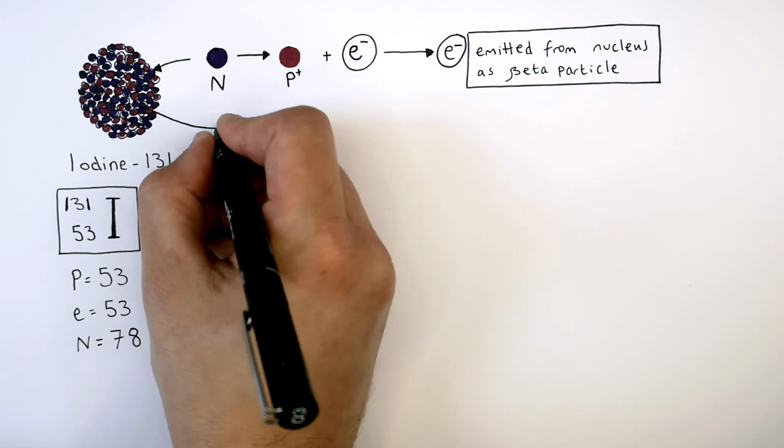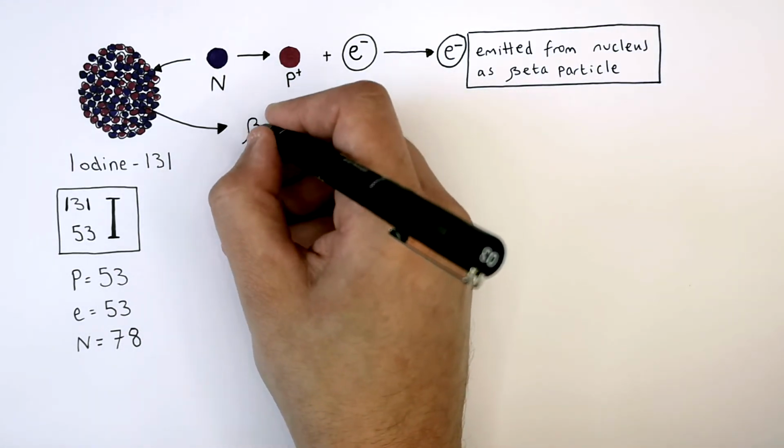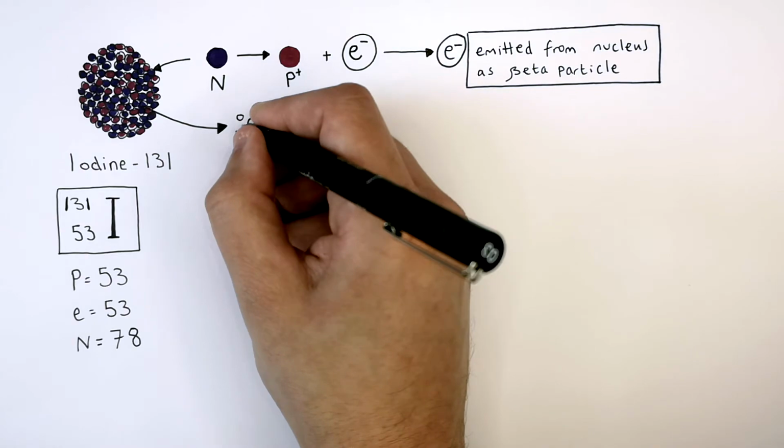And this is how we represent a beta particle: the beta symbol with a 0 on the top and a -1 on the bottom.